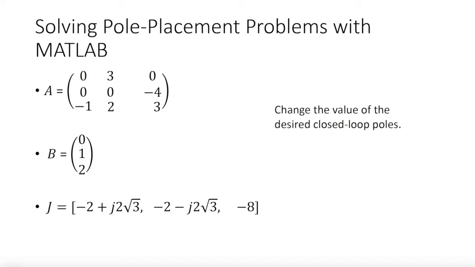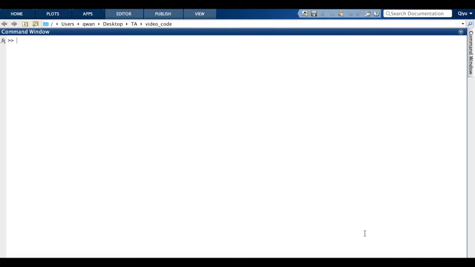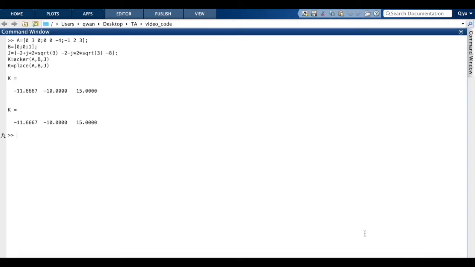Our control is U equals minus K times X, and the goal is to find the K matrix. If we can find K, we can construct our control, where K is the gain and X is the state of the system. In these examples, we can see that with a different K, we can place our closed loop poles at the location that J tells us.